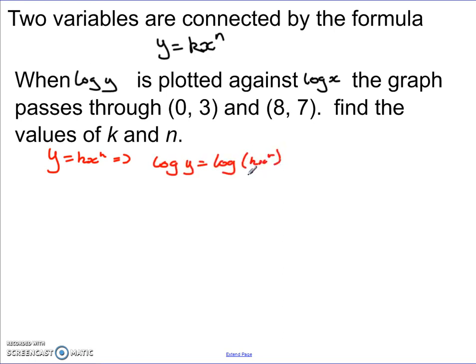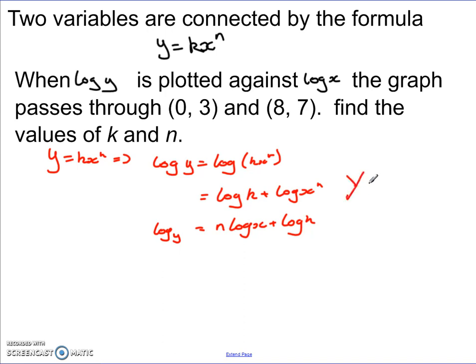kx to the n. And again, similarly to the other version of logarithmic axis plotting, we can take this and strip it apart using our rules of logarithms. We know that's going to be equal to log k plus log of x to the n. Bring the n down as a power. That's going to equal n times log of x plus log k. And that's going to be log of y. Now, that again is similar in form to a straight line, so our y equals mx plus c, our formula for a straight line.